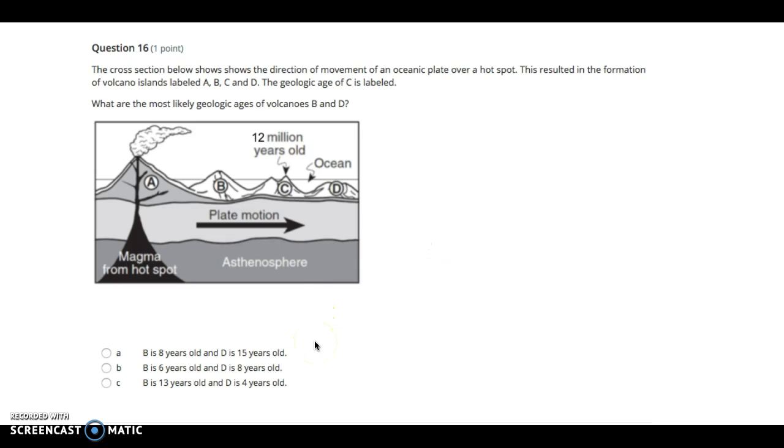A. B is 8 years old and D is 15 years old. Answer B. B is 6 years old and D is 8 years old. Option C. B is 13 years old and D is 4 years old.